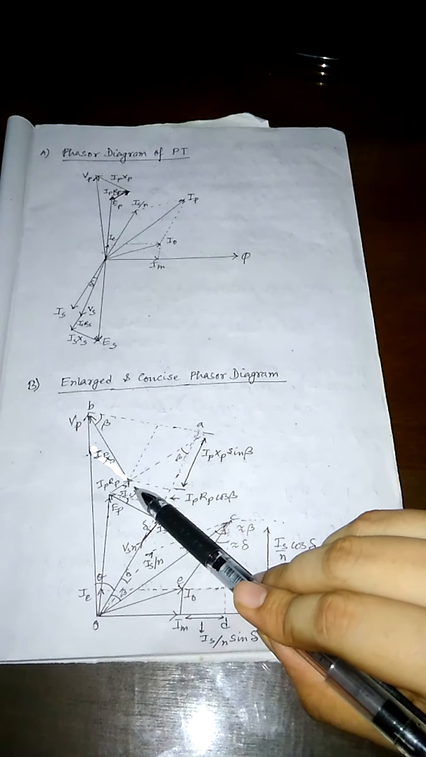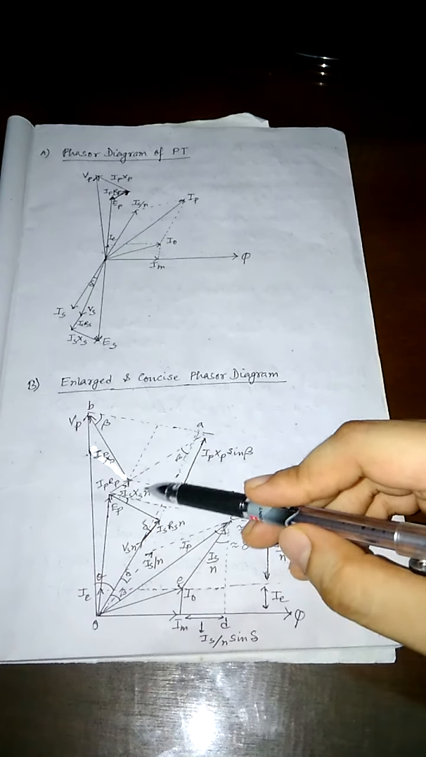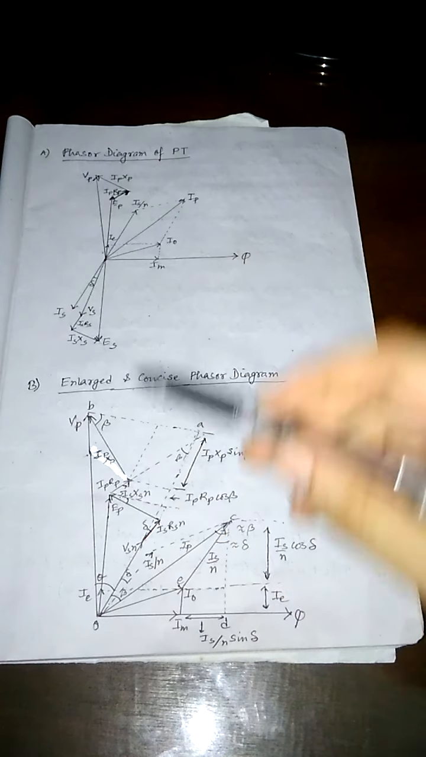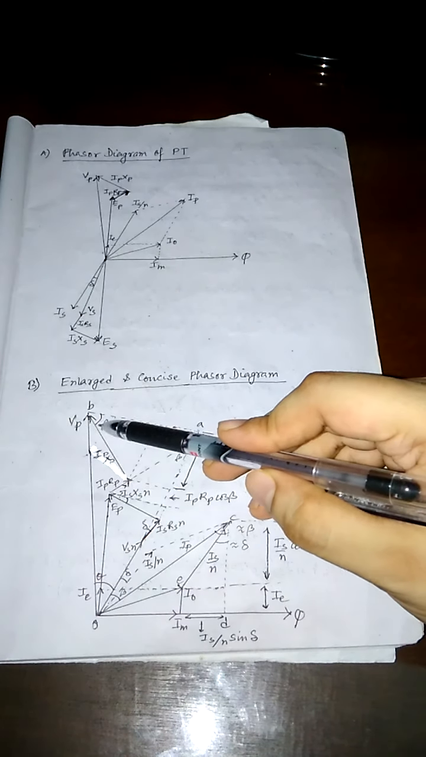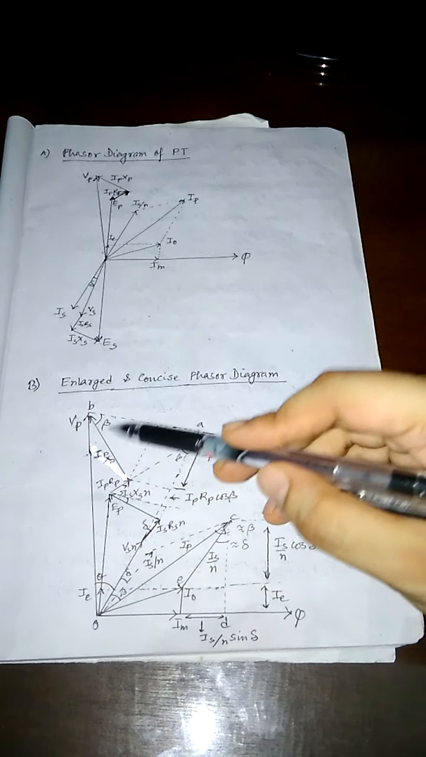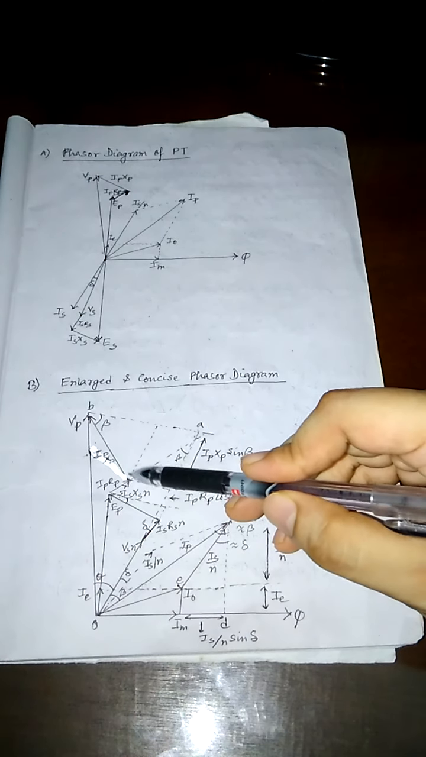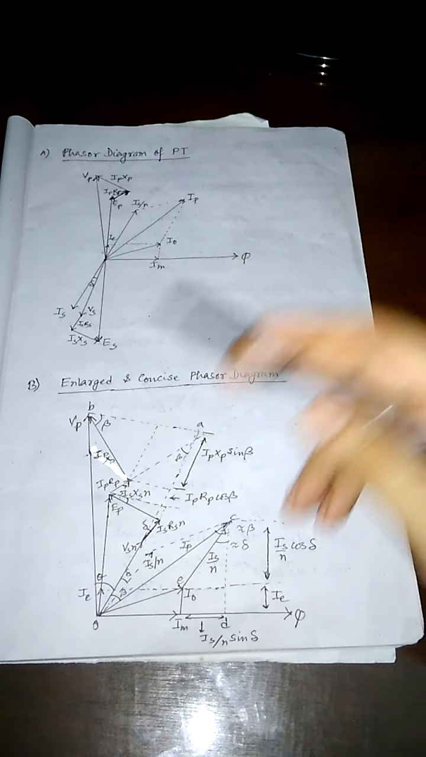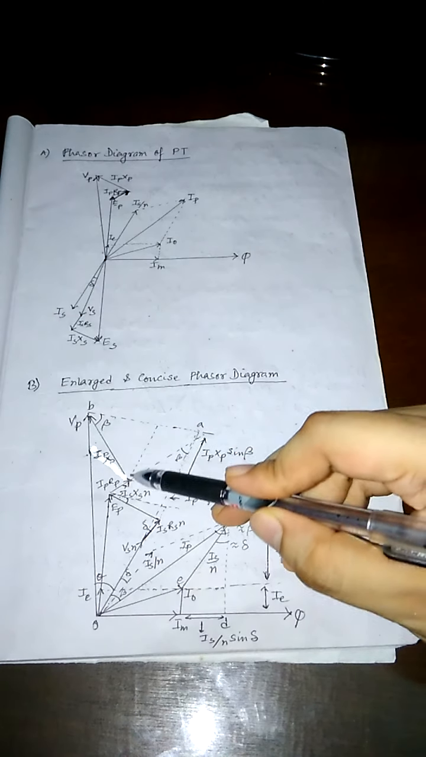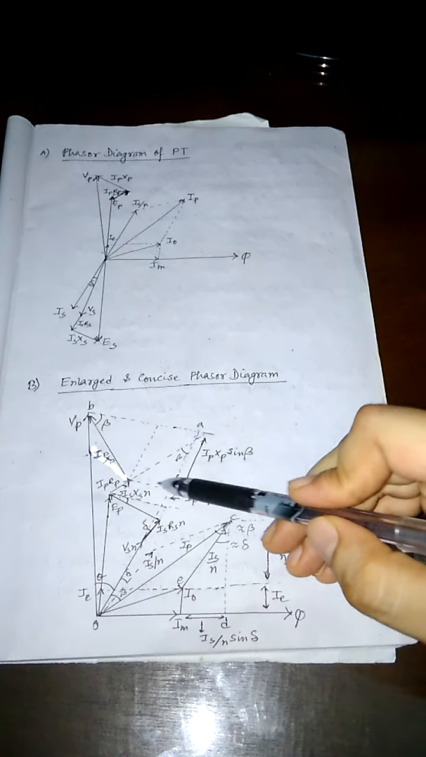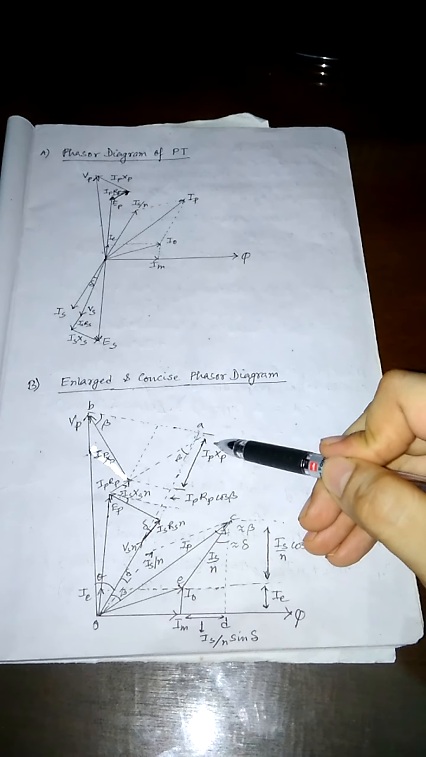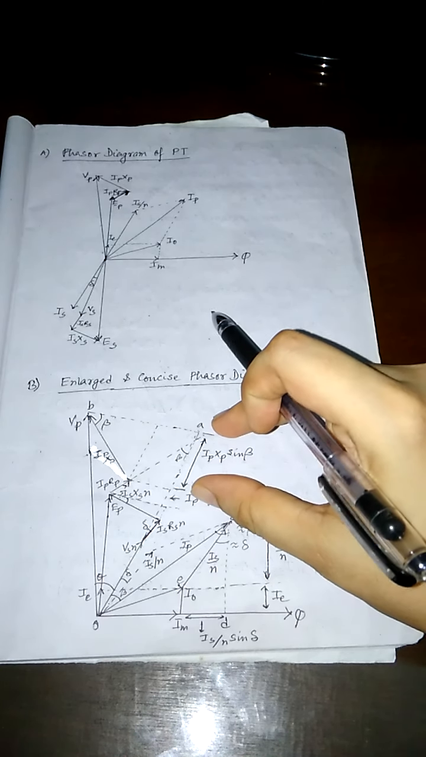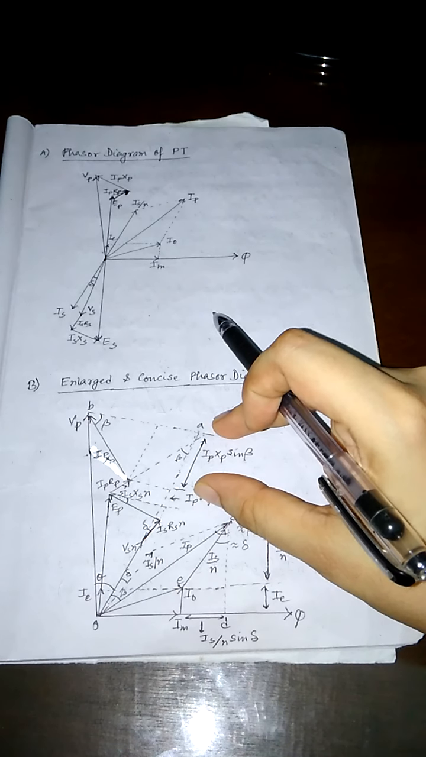Now if you are considering this, this is the IPRP component and that is the IPXP component. This is beta, this angle is also beta. So if this angle is beta, and this is IPXP, then this is IPXP sin beta. So if this is IPXP sin beta, that means this is also IPXP sin beta. So this part is IPXP sin beta.